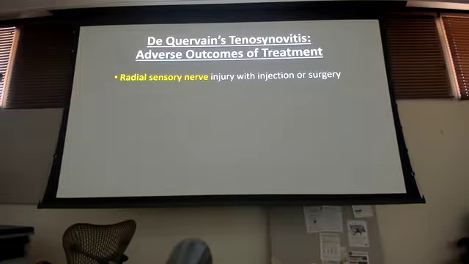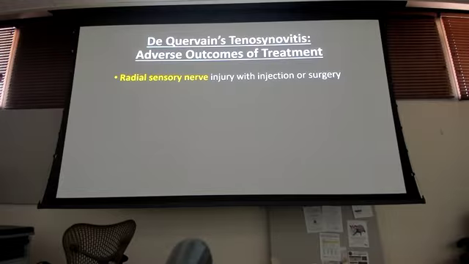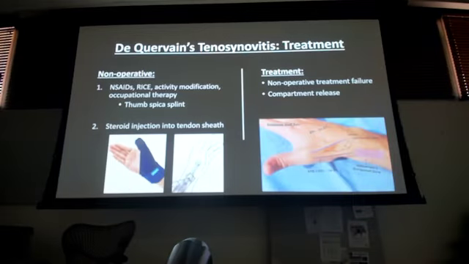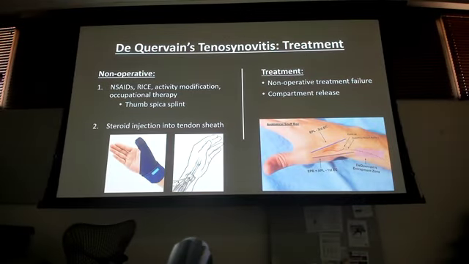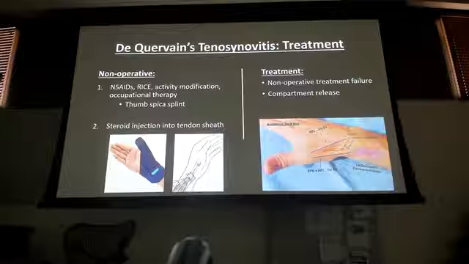Good. All right, so radial nerve, sensory nerve injury with injection or surgery. All right, going back to this picture, what nerve are we playing with here? Radial nerve, specifically the superficial branch of the radial nerve. Okay, that's more on the thumb side. Okay, you guys see that area where it says SPRN, superficial radial nerve. Okay, that branch. So you don't want to go poke it in and around there if you don't know what you're doing. And we don't want to transect that if we do surgery either.